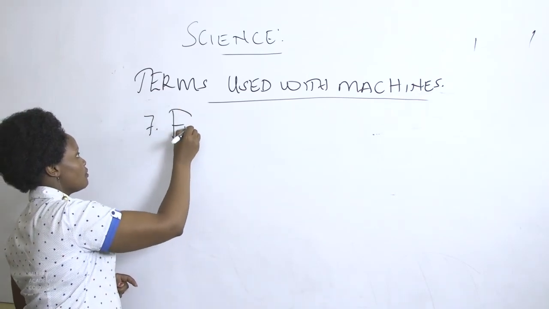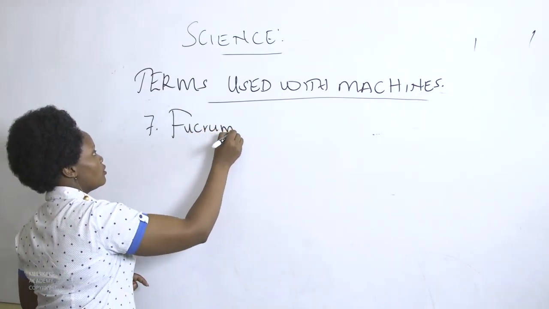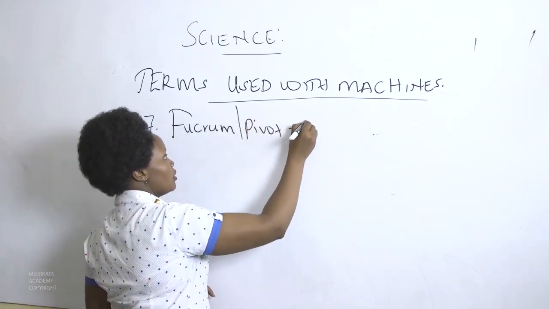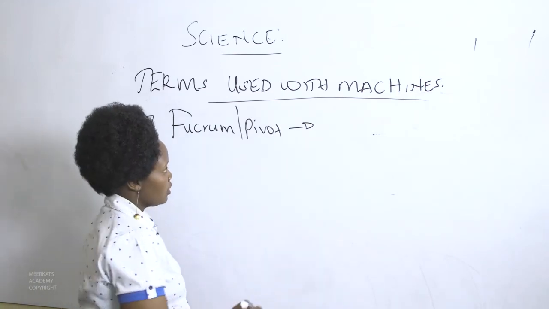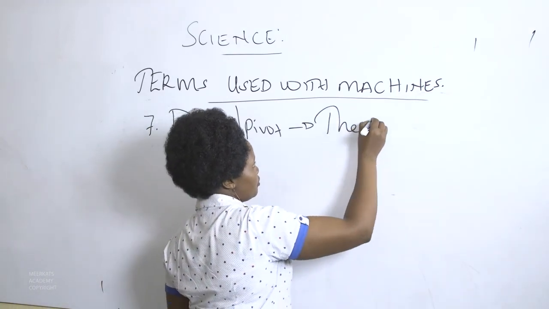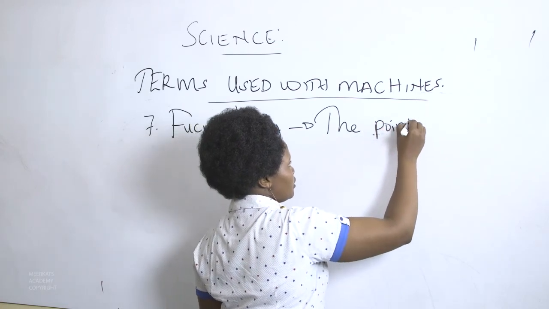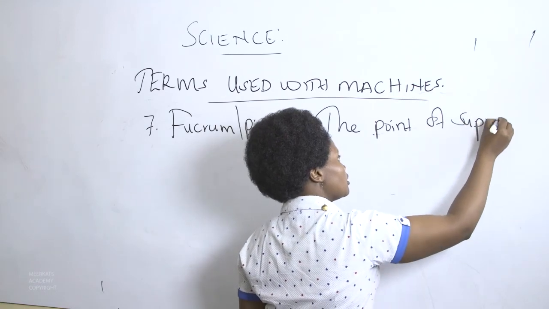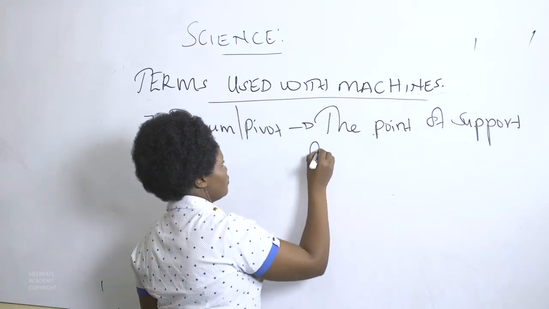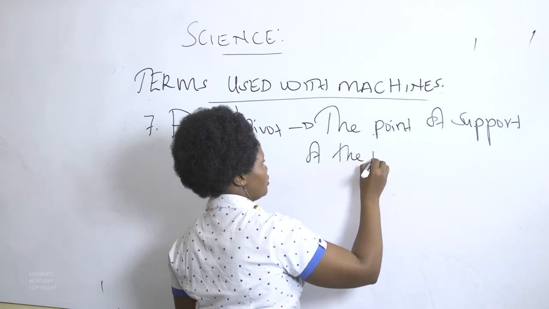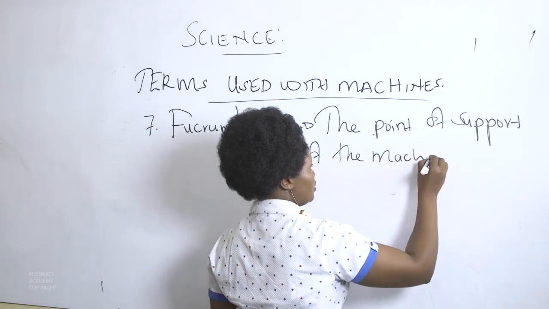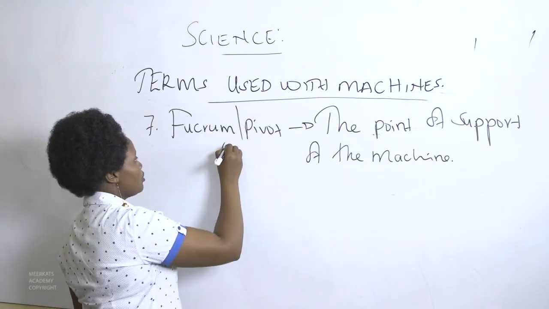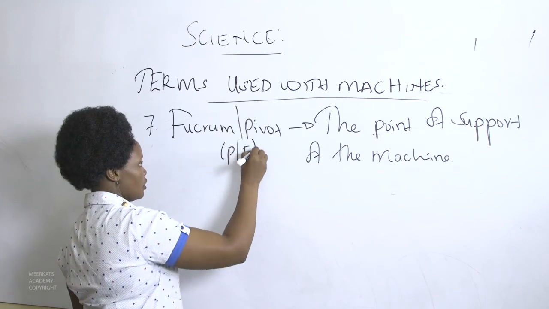Seven is what we call the fulcrum, or the pivot. And this is the point of support of the machine. You can either write it as P or even F.